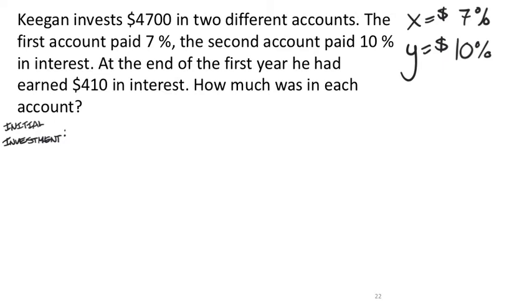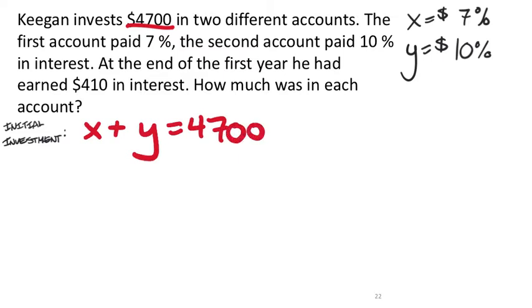Now, the initial investment was the amount in the 7% account, and we would add that to the amount in the 10% account, and then that should equal the $4,700 right there, okay? So again, why is this in standard form? It's because it gave us a total, $4,700, and we see the other total right here is the amount in interest. So we should expect to see this equation in standard form, okay?